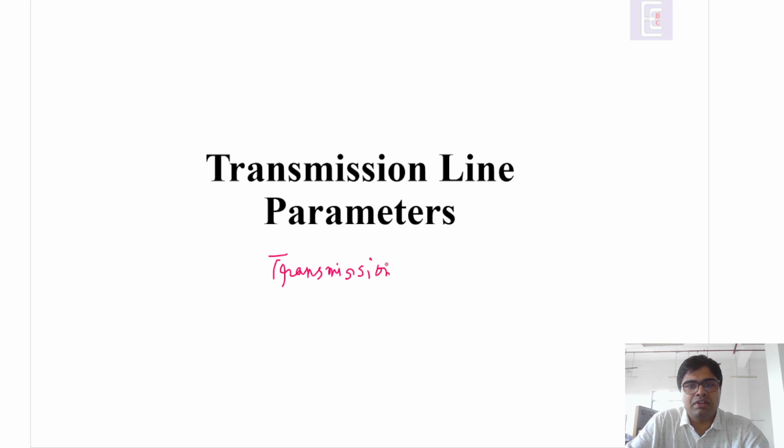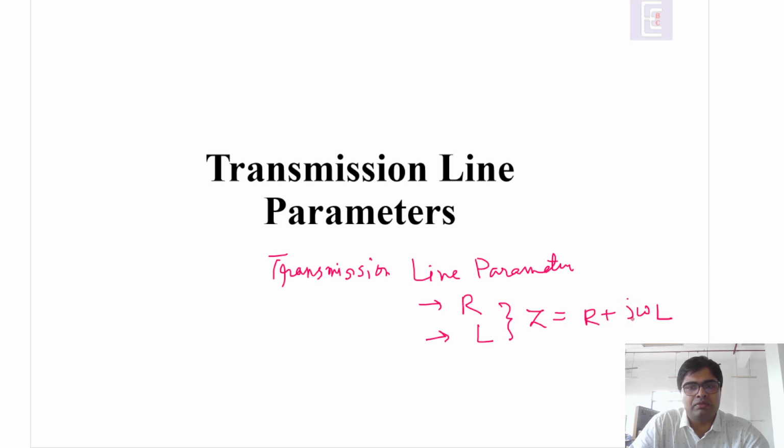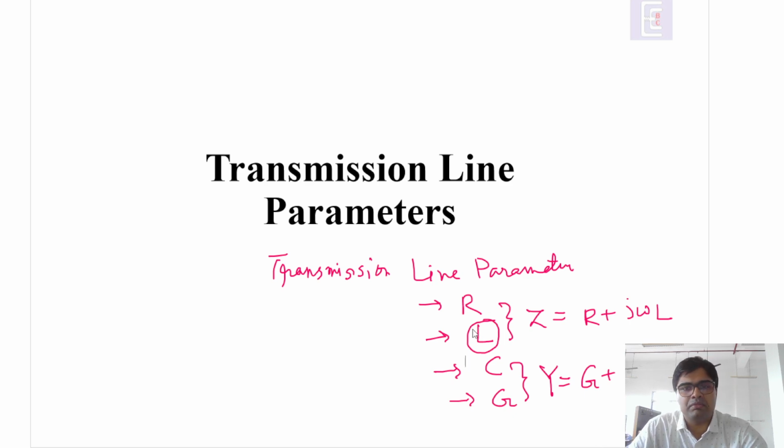As we are already aware, there are four parameters. Number one is R, then the second one is L. These two constitute the series impedance, which is R plus j omega L. The third one is capacitance and the fourth one is conductance. These two constitute the shunt admittance, which is equal to G plus jB. Now, out of these four, inductance is the most dominant parameter.